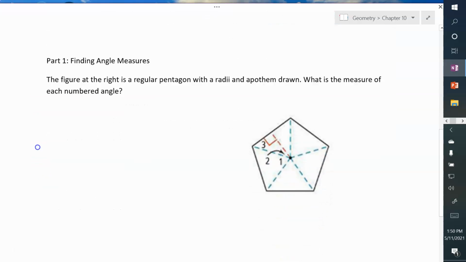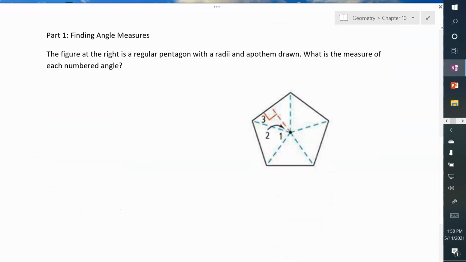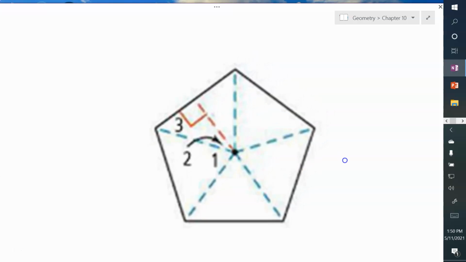So the first thing we're going to do in finding the area of a regular polygon is we need to be able to figure out what the angles are. So look at this figure here. We have a regular pentagon. That means we've got 5 sides. And we've drawn in the radii and the apothem. And all we're going to do is find the measure of each of these numbered angles. So I'm going to zoom in a little bit here.